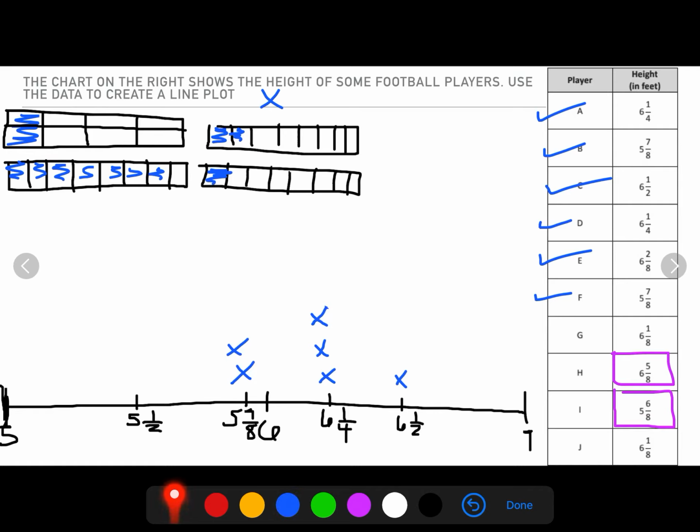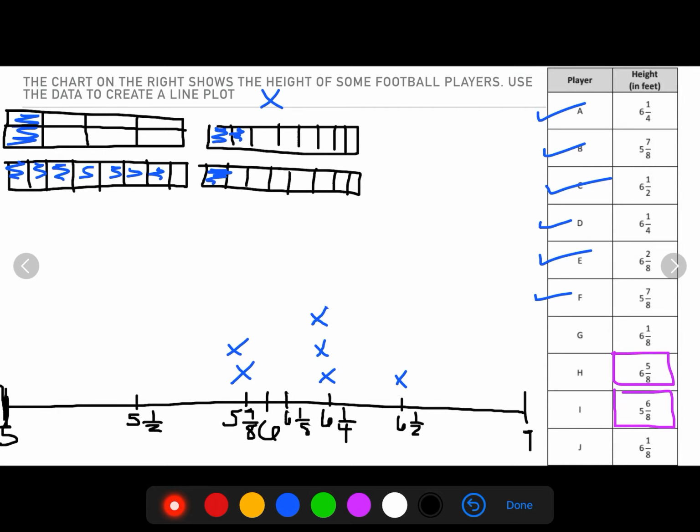One-eighth is represented by this. 1/8, is it less than a whole? Or excuse me, less than a half or more than a half? Yeah, it's way less than a half. So that means that player G would be super close to 6 wholes.